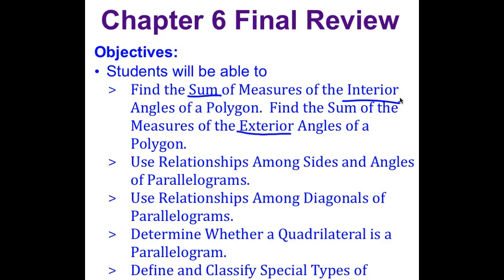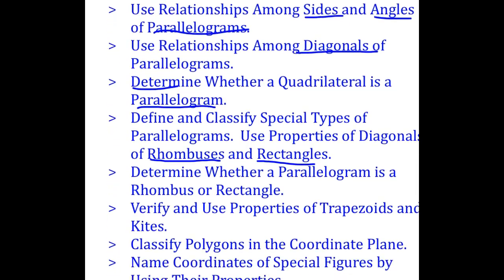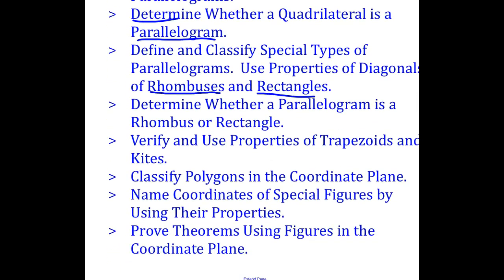After that we moved on to talk about specific polygons. So we use relationships among sides and angles of parallelograms and then among diagonals of parallelograms. Eventually we moved on to decide if we have a parallelogram or not. Then we actually classified special parallelograms such as rhombuses and rectangles. And we talked about the diagonals of rhombuses and rectangles. We moved on to then talk about trapezoids and kites and their properties. We tossed squares in there with rhombuses and rectangles as well.